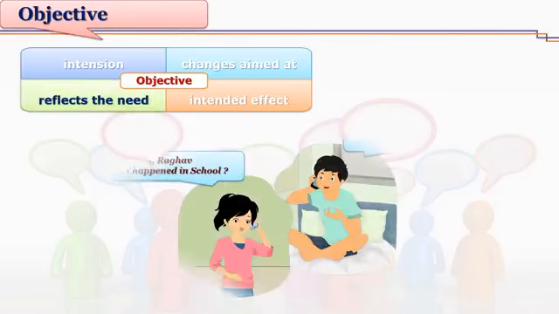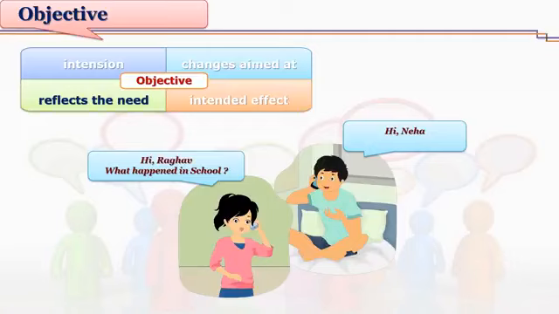Sometimes our communication reflects the need for which we initiate discussion or communication. Raghav receives a call from his friend Neha. Now Neha has missed her previous class and she wants to know what topic was taught in that class by the teacher. Neha makes the call, and from that conversation, Raghav comes to know that Neha is in need of some information about her missed class.